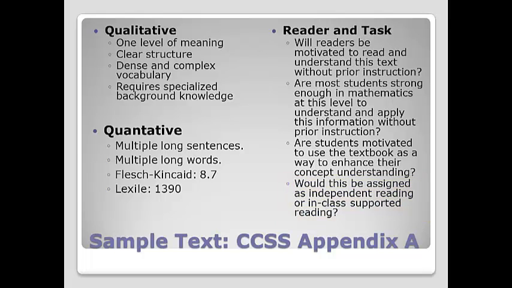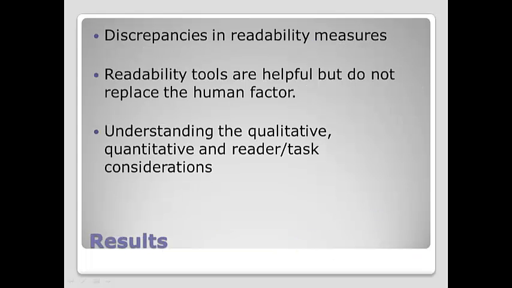So when we look at the Common Core State Standards Appendix A readability measures, we look at the qualitative, the quantitative, and the reader and task. So we're coming at it from multiple different directions. So what are the results here? We did have some discrepancy in the readability measures. While all of them did indicate high school or higher, they did range in where the information fell. This helps us to understand that readability tools are helpful, but they do not replace the human factor. So running a Lexile on a text or a Raygor or Flesch Kincaid can help you understand how difficult the text is, but it doesn't replace you.